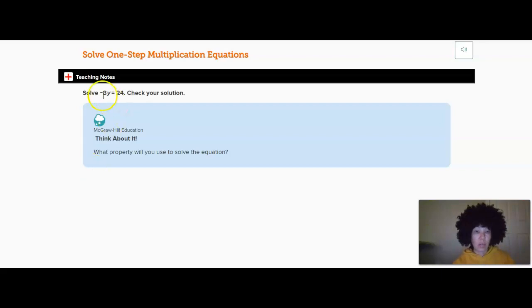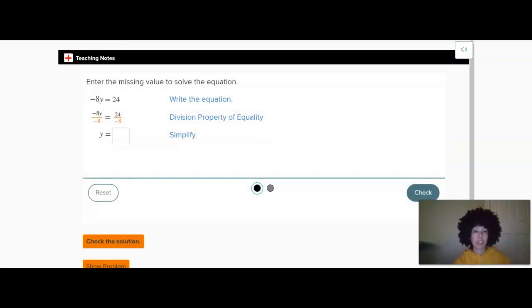So, next equations are one-step multiplication equations. So if my equation is negative 8 times y equals 24, then we're going to do the opposite. If we want to get y by itself, we're going to do the opposite or inverse operation. So since we're multiplying by y right now, we want to divide both sides by something to get the y by itself. So if you're multiplying times your variable, a number times your variable, then you want to divide. We're going to divide by this negative 8 that's in front of y.